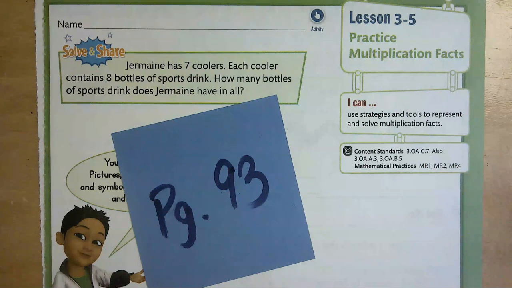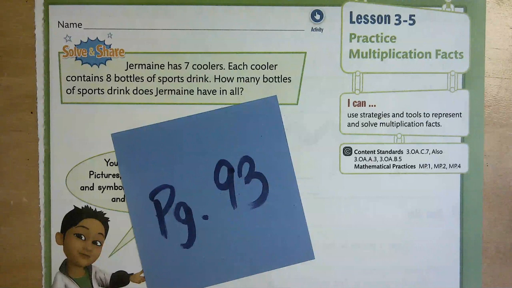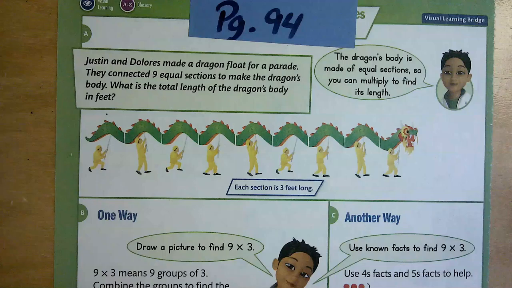So go ahead and turn with me to the next page. We're going to start on 94 as we take a look and review some of those strategies we've worked on this week. All right, so here we are on page 94. I'm going to ask you to grab your pencil with me right now as we look at our word problem. We're going to underline the important information and circle what our question is.